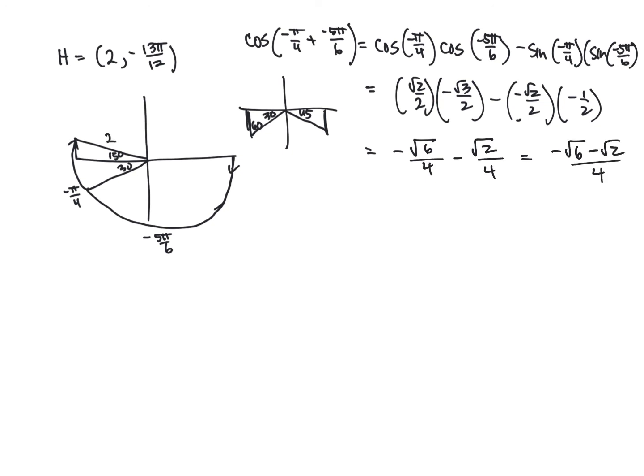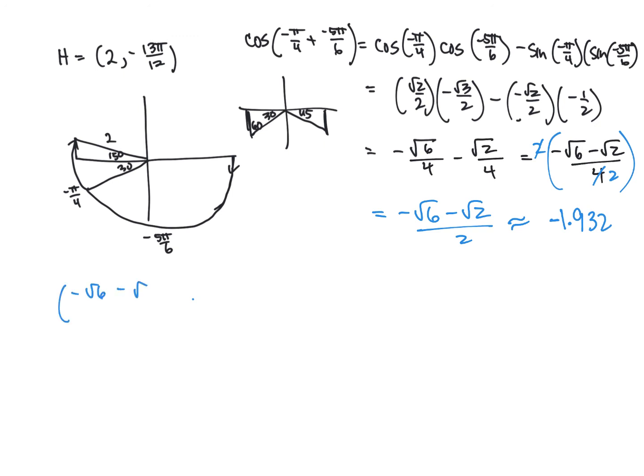Now remember, this is a 2 here, so I need to multiply this by 2. I'll change my color here. So if I multiply this by 2, this will change to a 2. So this will equal negative root 6 minus root 2 over 2. What is the approximate answer? Let's make sure it matches. Go ahead and sub that in your calculator. And you do get negative 1.932.